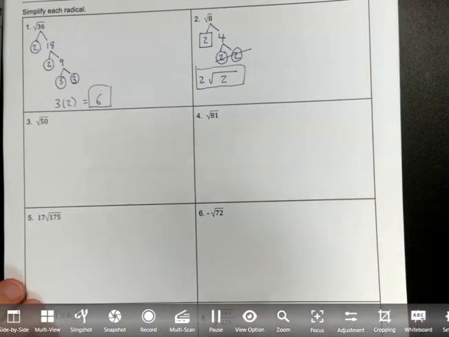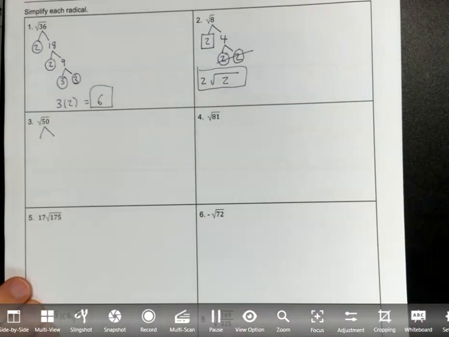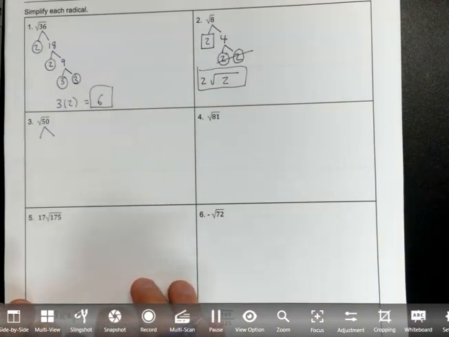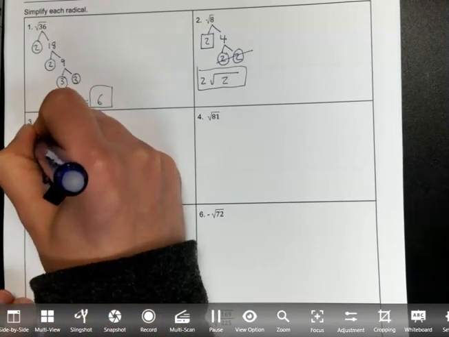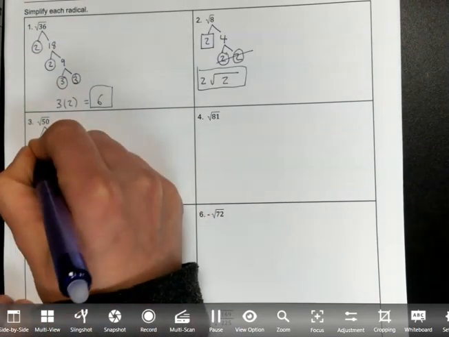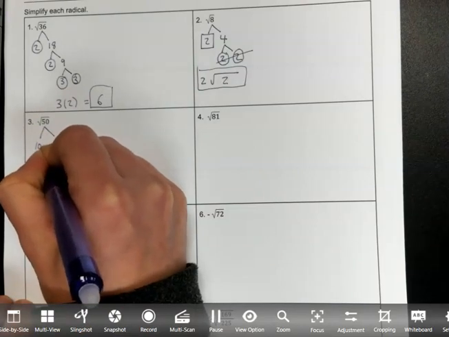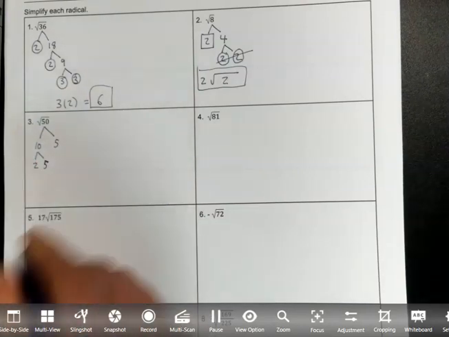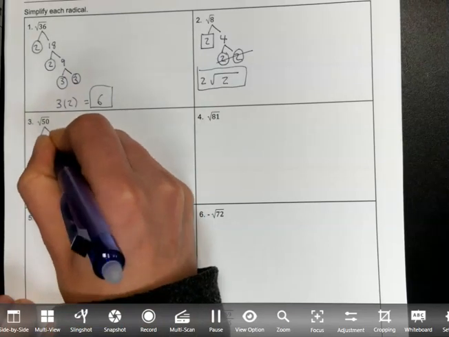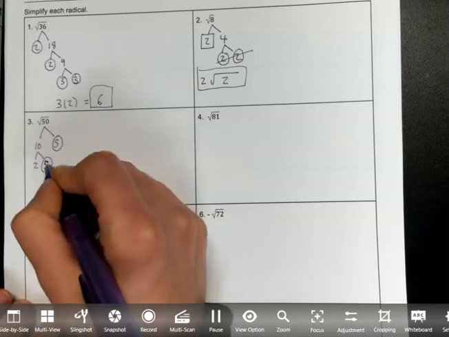Let's try this one: 50. This time I'm a little bit smarter. I'm not just looking for even numbers and saying 2. Instead I know this one: 5 times 10. No pairs yet. Can we make pairs? The 10 can be broken up into 2 times 5. There we have a pair of 5's. So this pair of 5's comes out.